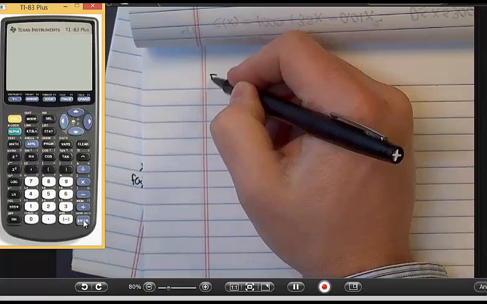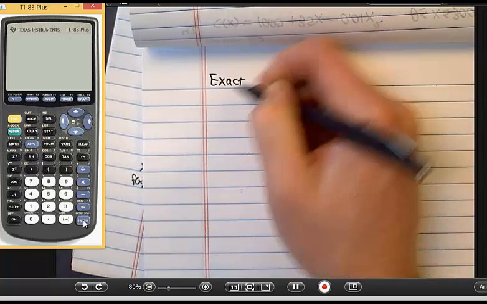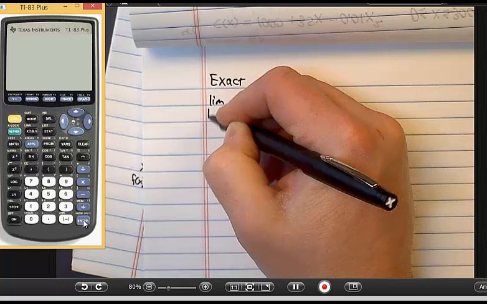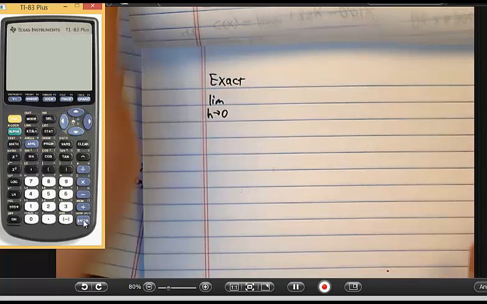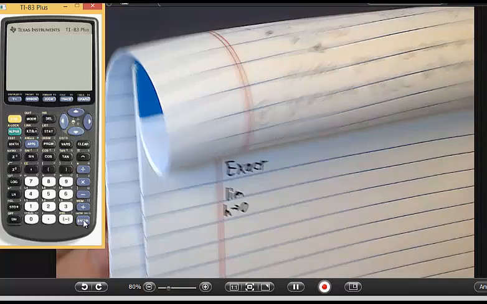It's going to matter in some situations, these little approximations, all right? So we want to be able to do it exactly as well. So here I go. Exact. I need the limit as h approaches 0. And what the heck was it? Oh, there it was.